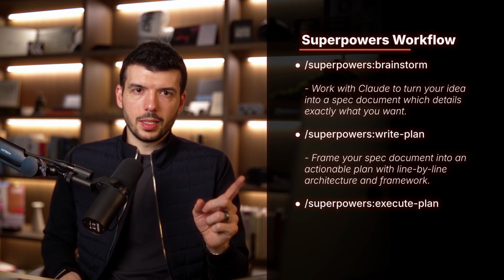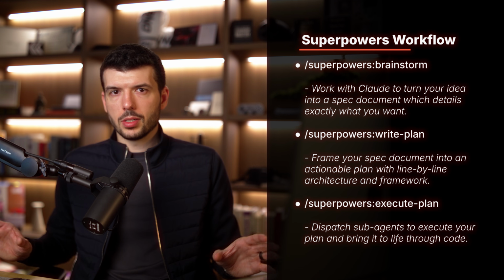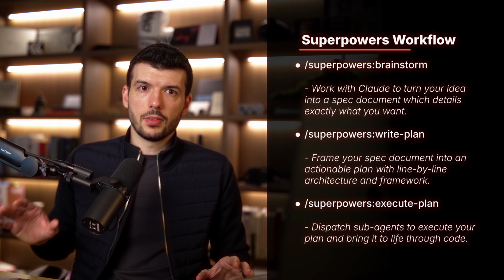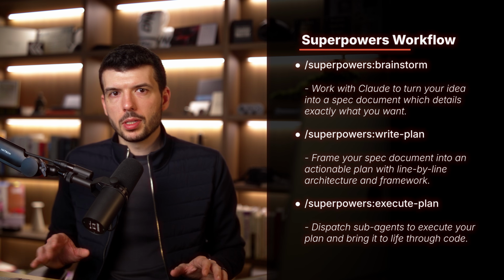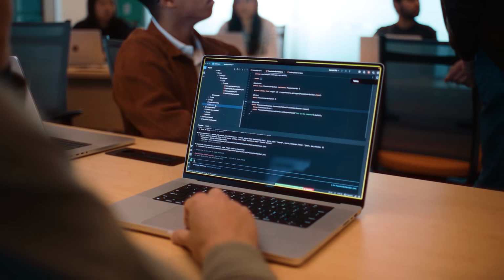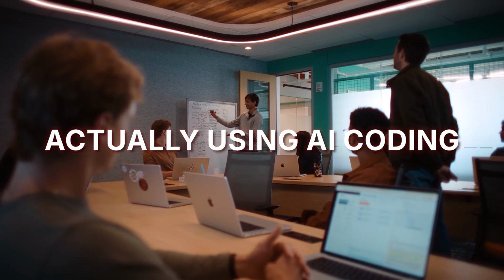This will automatically dispatch sub-agents, code reviewers, testers, all to automatically turn your implementation plan into live code. Superpowers shifts you from this sort of ad hoc vibe coding to real spec-driven development. It's the same way the biggest tech companies on the planet, like Netflix, Spotify, etc., are actually using AI coding. But there are 3 more things we need to really make it shine.